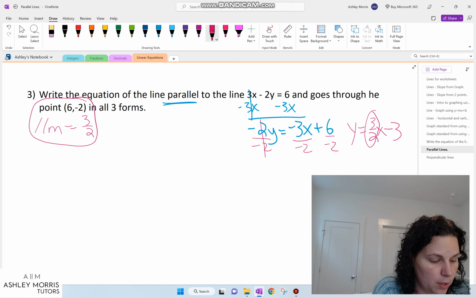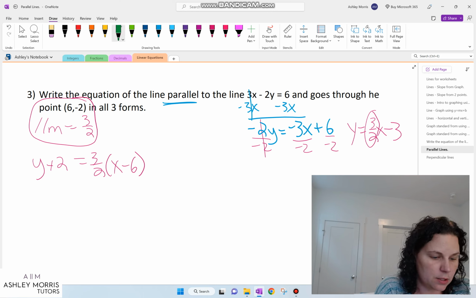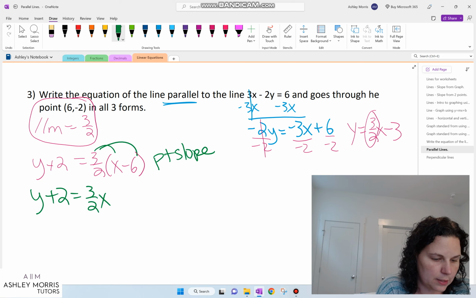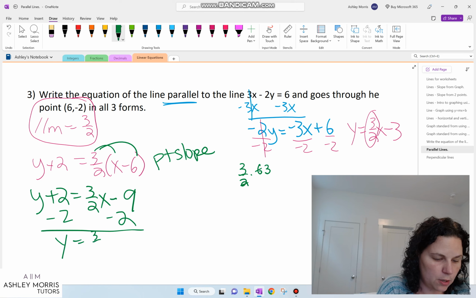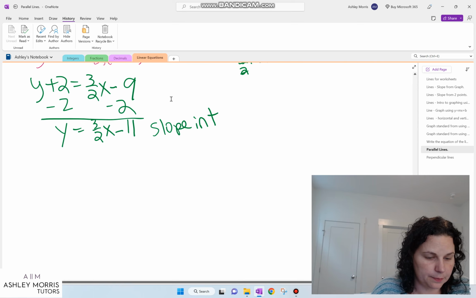So let's do point-slope. They give you y minus y sub 1 equals m times x minus x sub 1. So y minus -2 became +2. Now that's point-slope. Let's distribute to get it in slope-intercept form. Y plus 2 equals 3/2x minus 3/2 times 6 is 9, so minus 9. Subtract 2. Y equals 3/2x minus 9, 10, 11. That is slope-intercept. Scroll up to make sure you can see it. So that's slope-intercept.